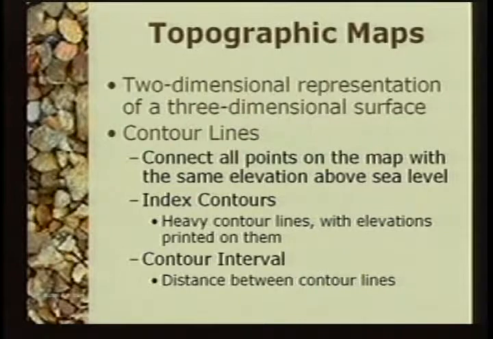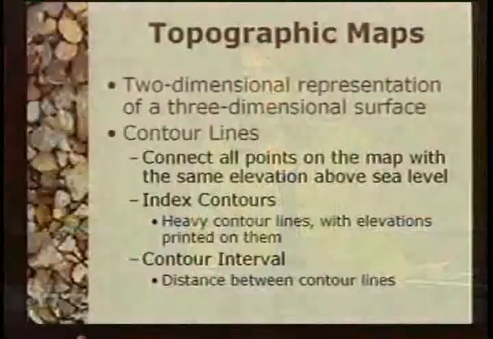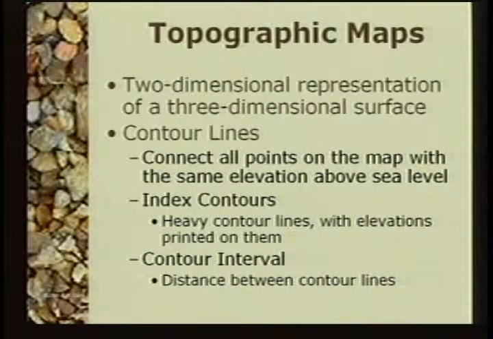Topographic maps are two-dimensional representations of a three-dimensional surface. We use contour lines to show the elevation that we can't show on a flat piece of paper. Contour lines connect all the points of equal elevation along the map. We don't label the elevations of all the contours, however. We use index contours. These are the heavier contour lines. They're printed in a darker font, and they have the elevations printed on them.